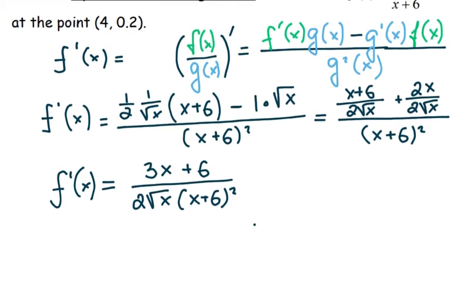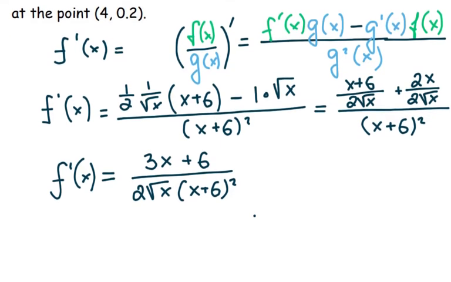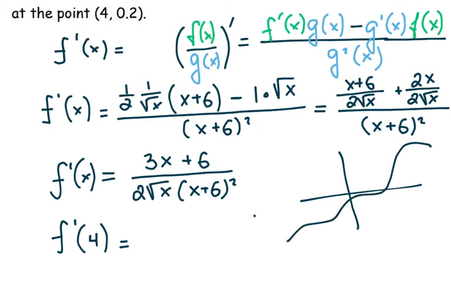Now I have to find f prime of 4, and that is going to be the slope of the f of x function at the point 4. So if you had a graph, some graph, the function was graphed, then at point 4 you would have the slope, and the slope you can find by plugging in 4 into your derivative, and you will find the slope of the tangent line at the point x equals 4.